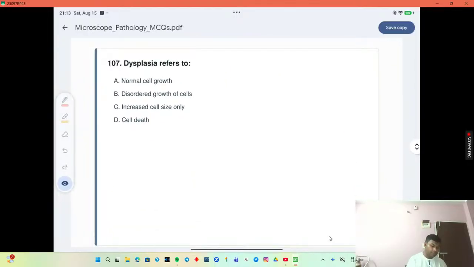So here the question is given as dysplasia refers to disordered growth of cells. So what does dysplasia refer to? Dysplasia refers to disordered growth of cells.